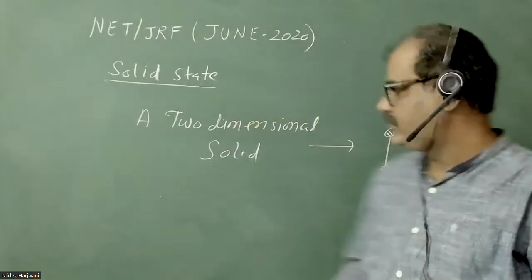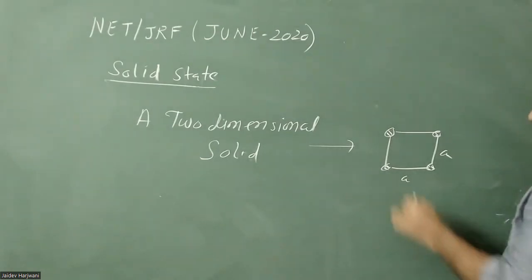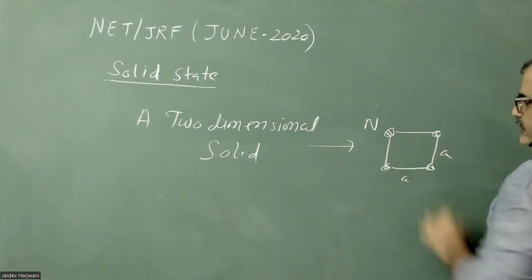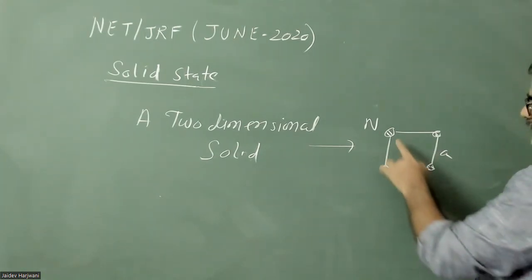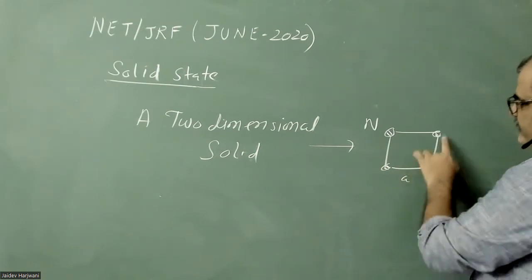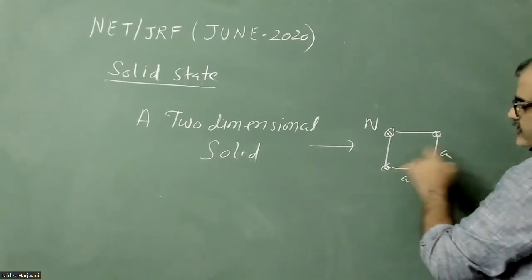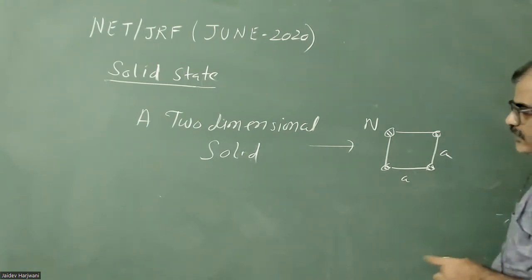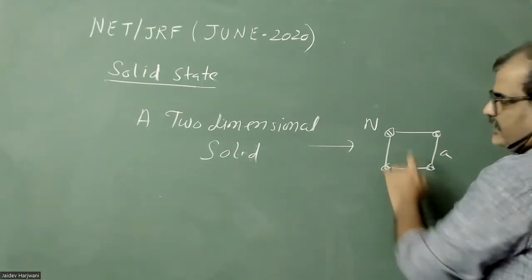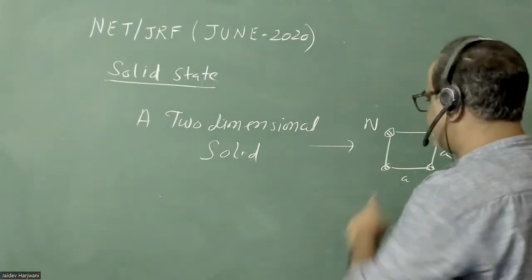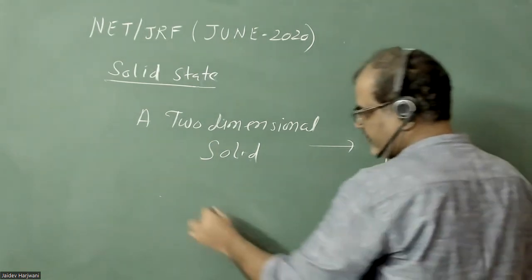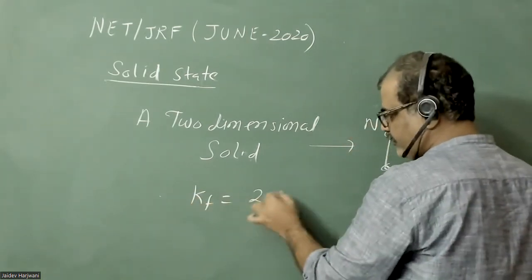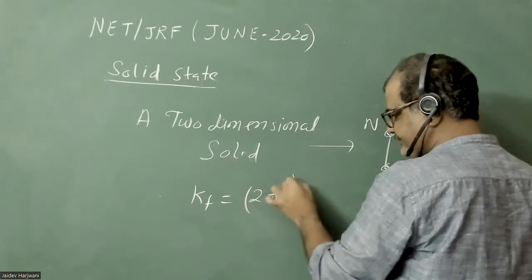If I say each atom is contributing an electron, so this is my unit cell. I know the contribution from each corner atom should be 1/4, so this unit cell will contain exactly n atoms. Now if I want to calculate the Fermi radius for this two-dimensional solid, I know the Fermi radius for a two-dimensional solid is given by (2 pi n)^(1/2).